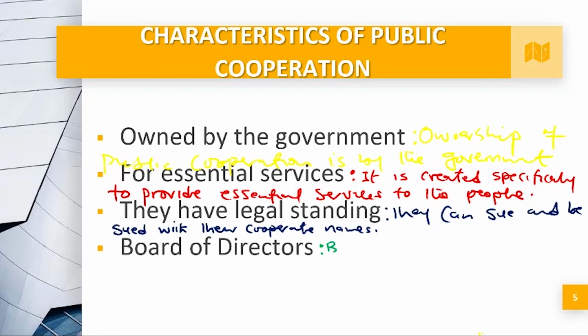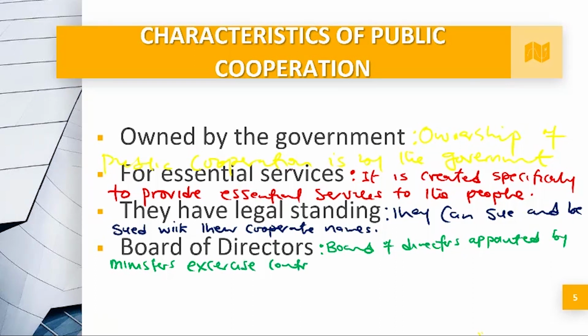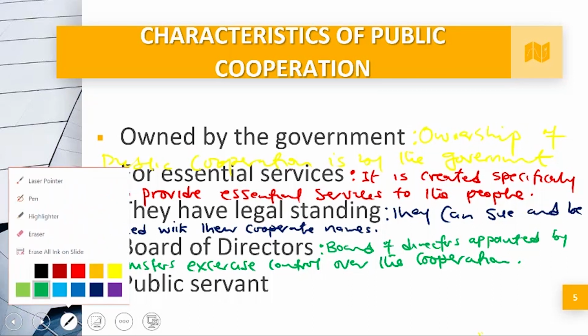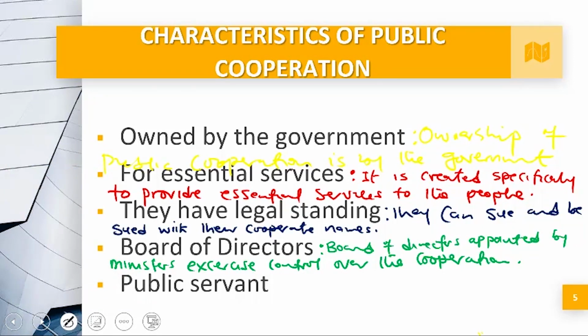We said the board of directors, appointed by ministers, exercise control over the corporation. Okay. Then next, we said the people that work under public corporations are called public servants. They are not civil servants. Take note, please. They are called public servants.